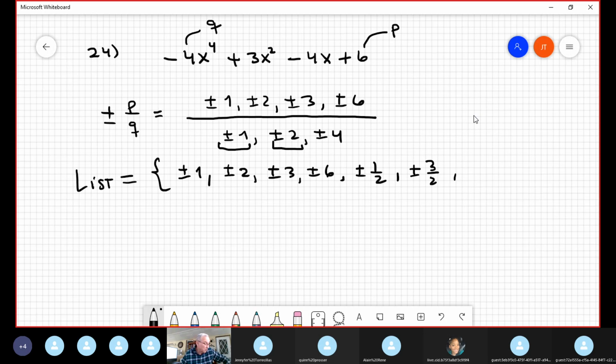Now 1 quarter, 1 over 4. When you're using 4, 2 over 4 is 1/2. I did that. 3 over 4. And 6 over 4 is 3/2. So 6 over 4 divided by 2 is 3/2. The 3/2 I have here. That's it. This is the list of the potential zeros.